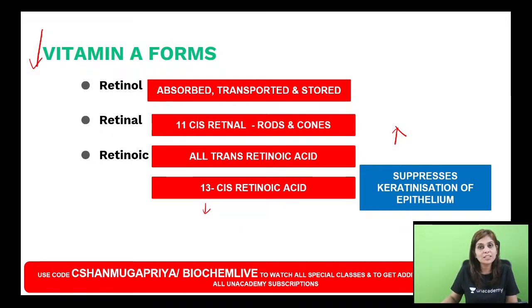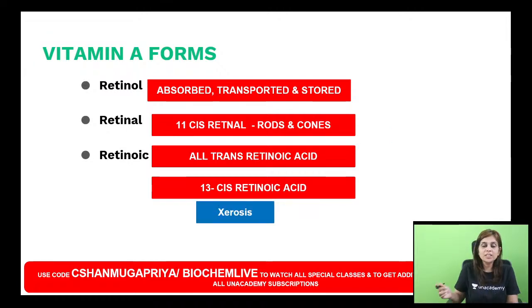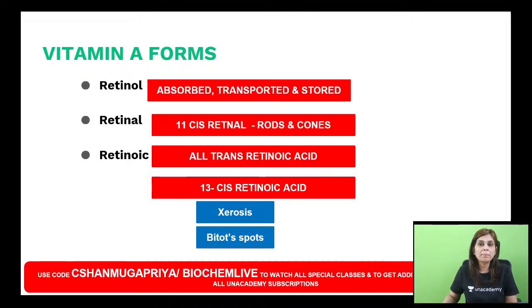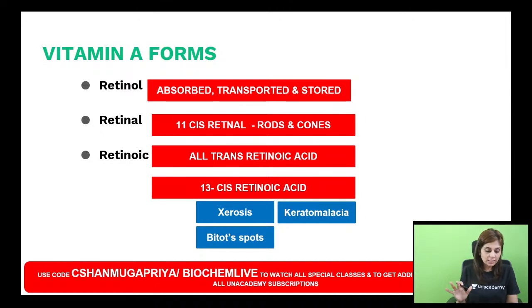What do you call conjunctival dryness as? Xerosis. So what is the reason for conjunctival dryness or xerosis? It is because of keratinization of conjunctival epithelium. And the keratin debris will accumulate as Bitot spots. And keratinization also happens in cornea, right? And that causes corneal drying and keratomalacia. So all these are because of keratinization of epithelium.